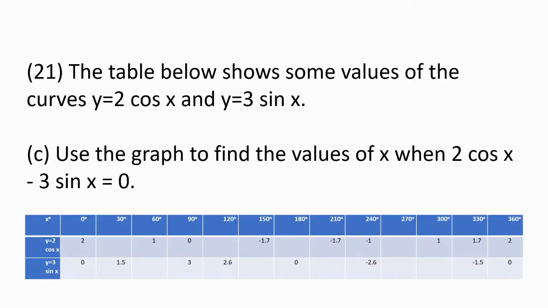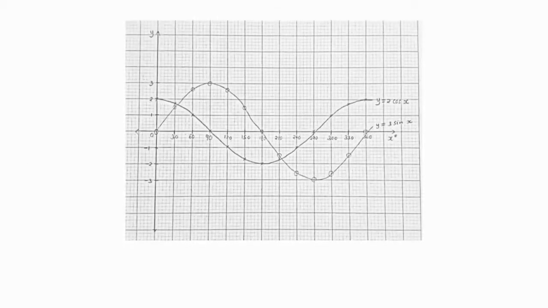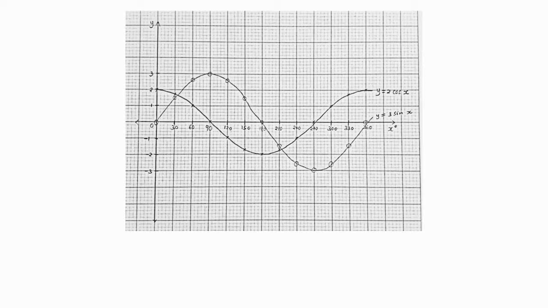Part C. Use the graph to find the values of x when 2 cos x minus 3 sin x is equal to 0. So here is our graph, and we've been told to find the values of x when 2 cos x minus 3 sin x is equal to 0. In other words, we are looking for the values of x where the two graphs intersect. And so the values of x are 35 degrees and 215 degrees respectively.